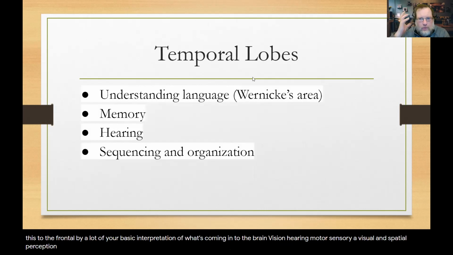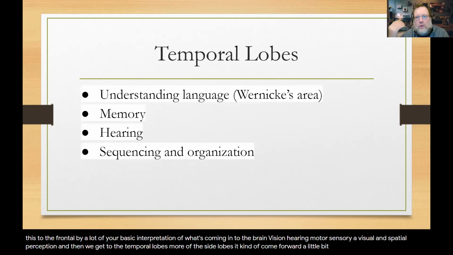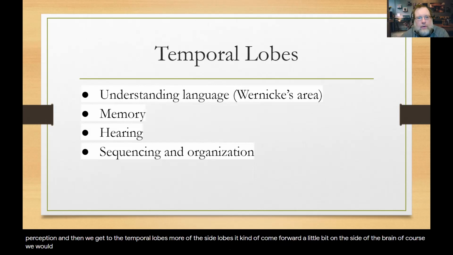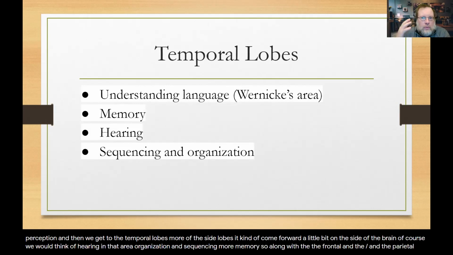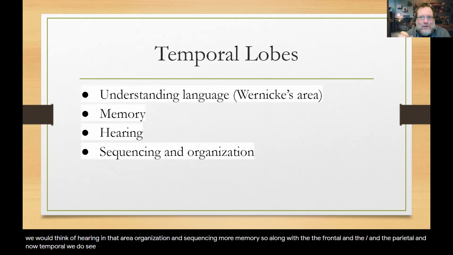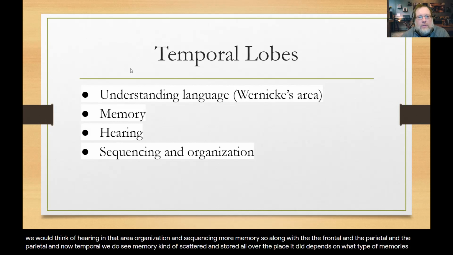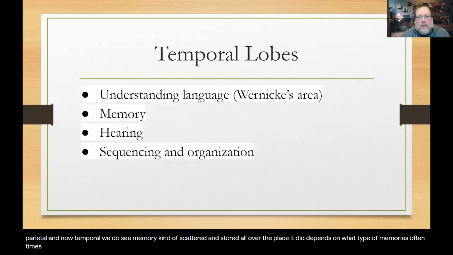And then we get to the temporal lobes, more of the side lobes that kind of come forward a little bit on the side of the brain. Of course, we would think of hearing in that area, organization and sequencing, more memory. So along with the frontal and the parietal and now temporal, we do see memory kind of scattered and stored all over the place. It depends on what type of memories, oftentimes. Memory of language is a big one.